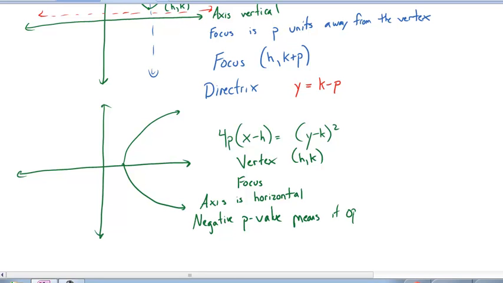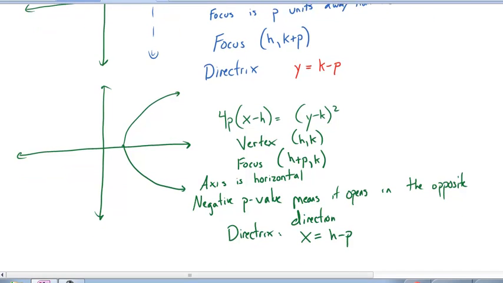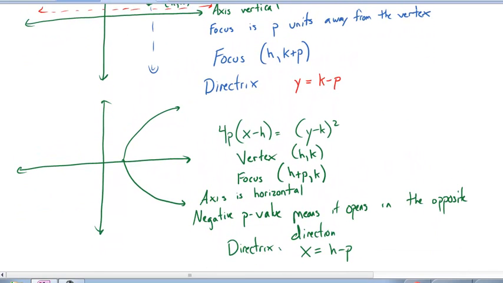it opens in the opposite direction. And we'll see some examples of this, so you'll see some examples of this in your homework. All right, but in this case, it means that my focus is going to be at h plus p, comma k. And it means that the directrix will have an equation of x equals h minus p. So those are our major pieces that we're interested in. And the next video will have to do with another example, and I'll additionally add one more piece that we care about for each problem.